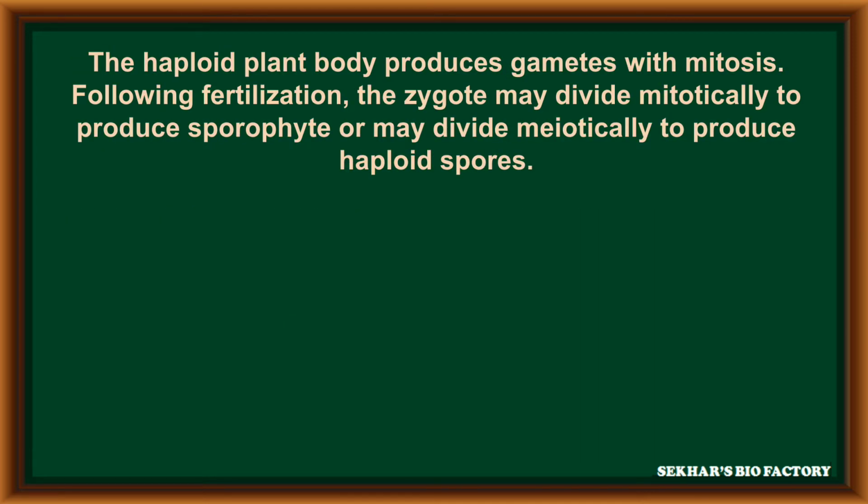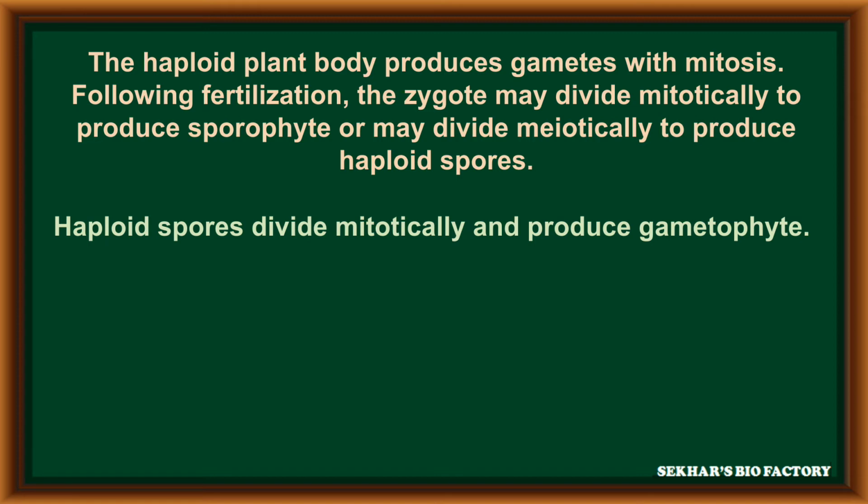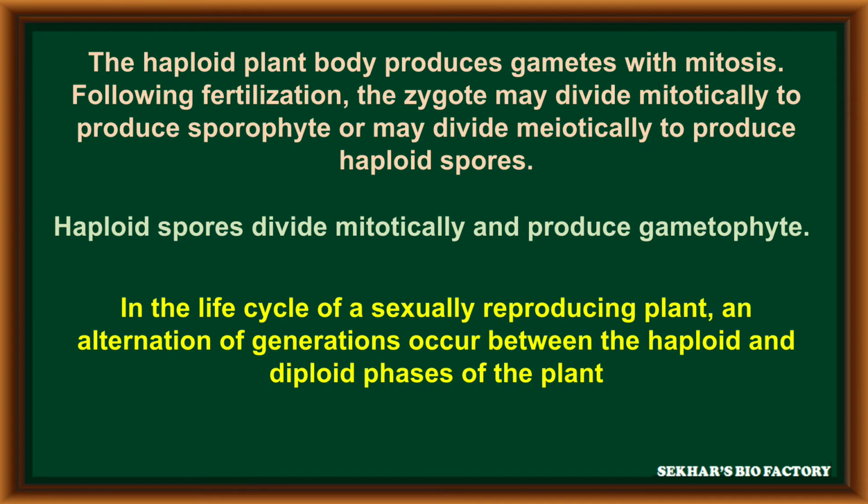The haploid plant body produces haploid gametes by mitotic division. Following this, fertilization takes place to form a diploid zygote. This diploid zygote may undergo mitotic divisions to produce sporophytes, or sometimes may divide meiotically to produce haploid spores. Haploid spores divide mitotically and produce the gametophyte. In the life cycle of a sexually reproducing plant, an alternation of generations occurs between the haploid and diploid phases of the plant.